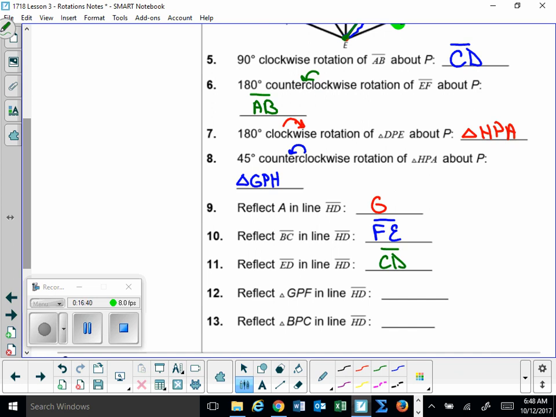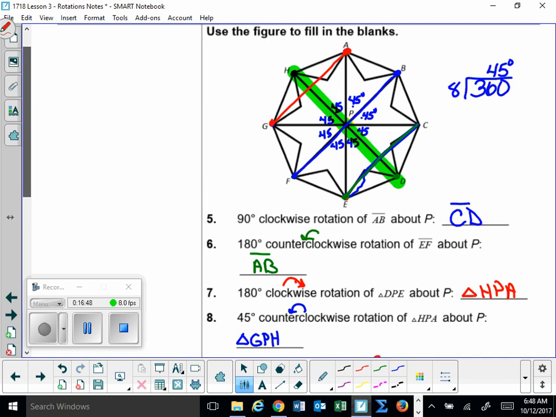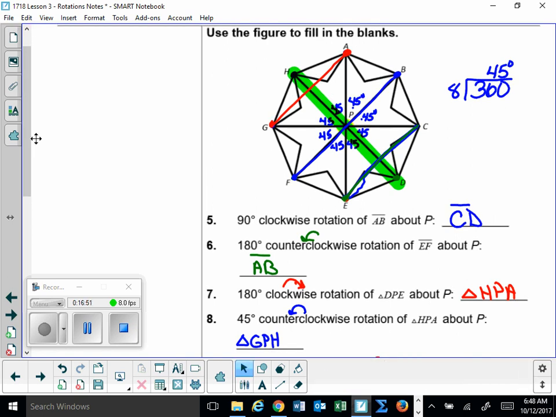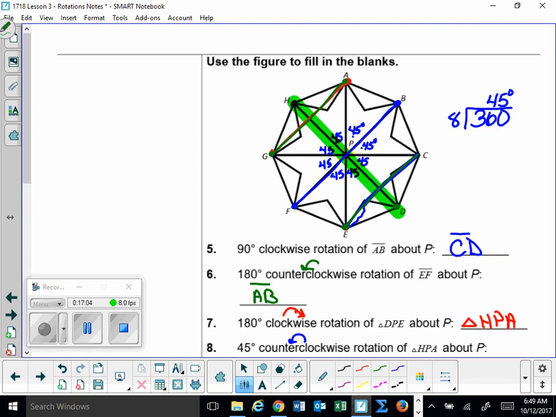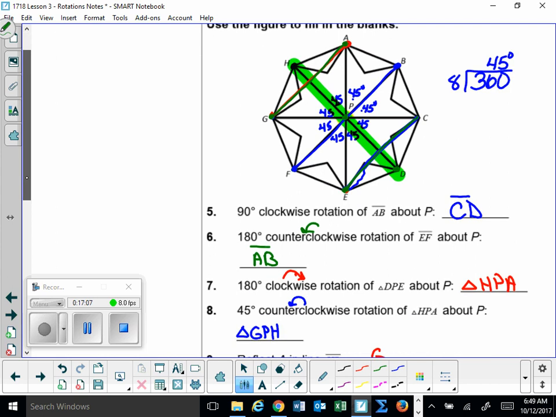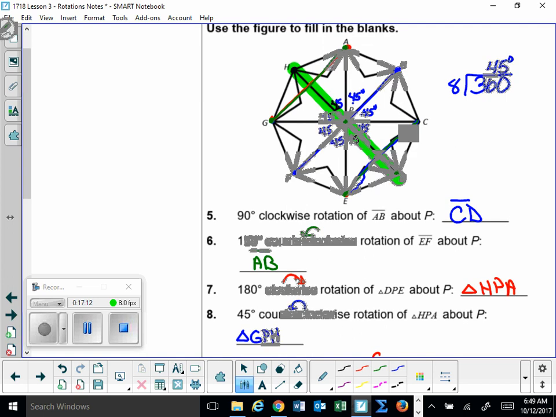Triangle GPF. Well, I'm going to have a triangle in my answer. G. Where's G? Okay, let's see. I need another color. Let's do, I guess, green. G, perpendicular across that, becomes A. Let me write that down. P. P is on the line of reflection, so it doesn't move at all. And then F. F, perpendicular to HD, becomes B.